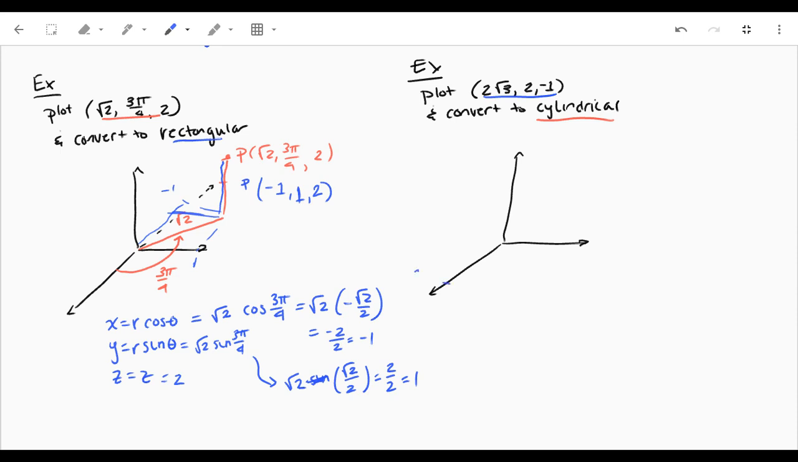Plot this guy. x would be 2 square root of 3, y would be 2, so you go somewhere here in your xy plane. And then z is negative 1. So there we go.